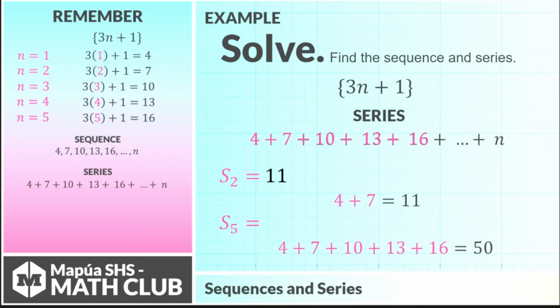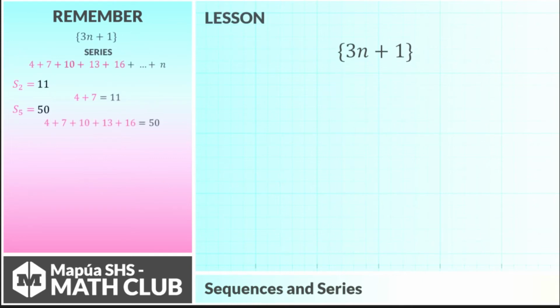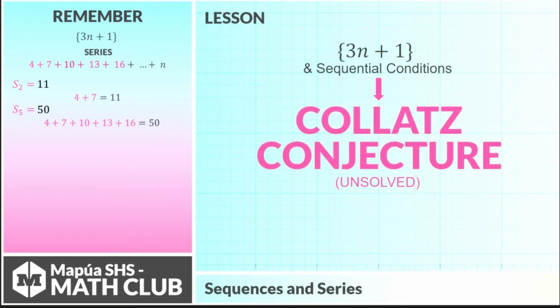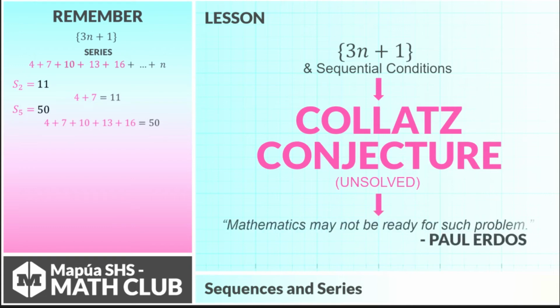Easy, right? Also, did you know that this expression 3n plus 1, together with other sequential conditions, is considered to be one of the remaining unsolved problems of mathematics? This expression is commonly regarded as the Collatz conjecture or the 3n plus 1 problem, which a renowned modern mathematician named Paul Erdős regarded as a problem for which mathematics may not be ready. Try to research about it and understand the horrors it radiates to present-day mathematics.